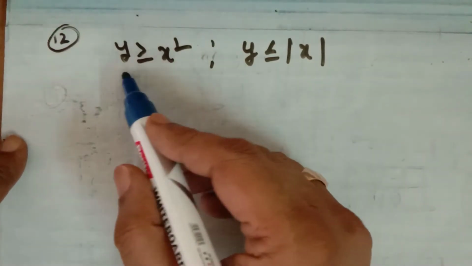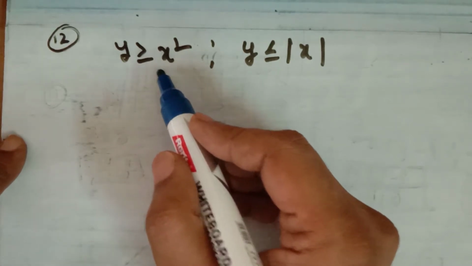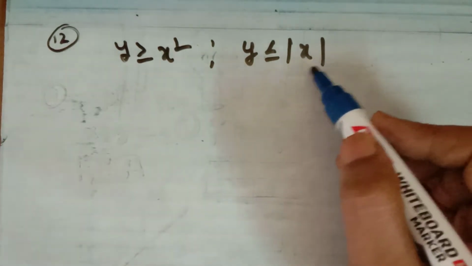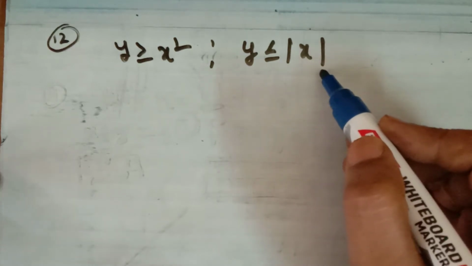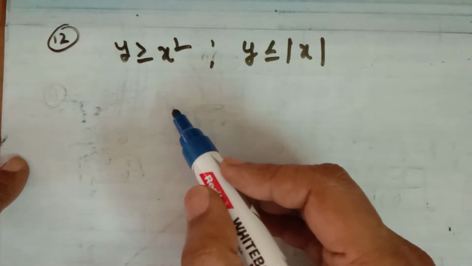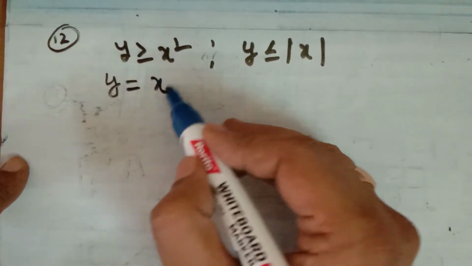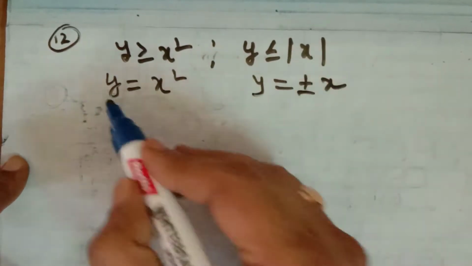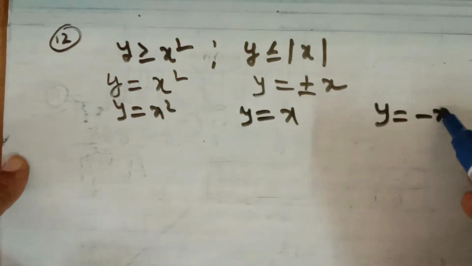So if you see it very carefully, it is a parabola which is symmetrical about the y-axis, and y less than or equal to mod x is a straight line. It will be two pairs, y is equal to plus minus x. Now which area do you have to find? First of all, you sketch the graph of these two equations, taking them with equality sign, that is y is equal to x square, y is equal to x, and y is equal to minus x.